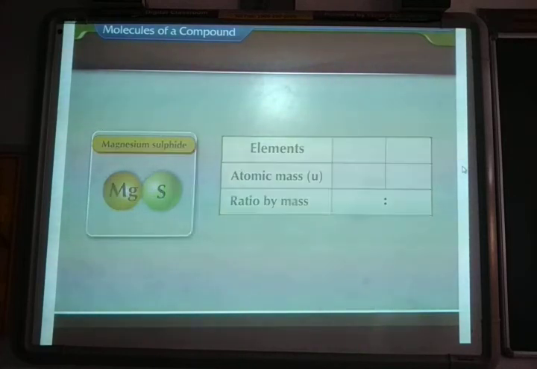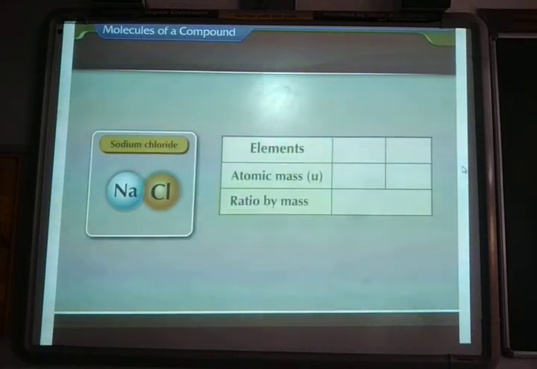In the compound sodium chloride, the combining ions are sodium and chlorine. The atomic mass of sodium is 23 and that of chlorine is 35.5. Thus, the ratio by mass of the combining ions is 23:35.5.